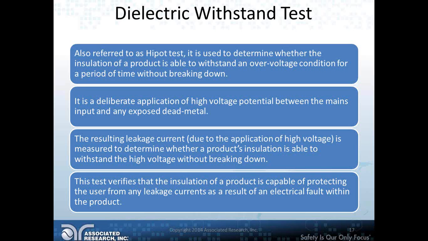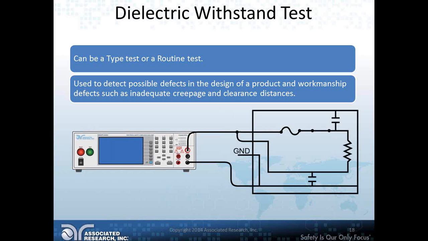Basically, this test is stressing the insulation hard. Going back to the standards, some standards will require you to look for actual breakdowns. Sometimes you have a high limit set for a current that you don't want to exceed for your product. The HIPOT test can be a type test or routine test based on the standard that you're trying to follow. It's used to detect possible defects in the design of a product and workmanship defects, such as inadequate creepage or clearance distances between the current carrying conductors.